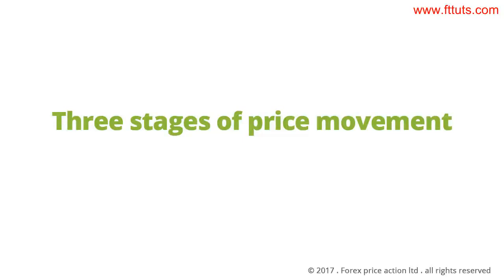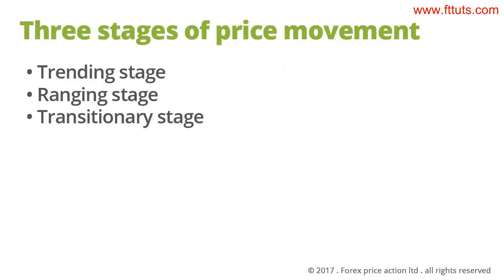In this video, I'm going to be showing you the three main stages of price movement. So what are the three main stages? Well, stage 1 is the trending stage. Stage 2 is the ranging stage. And stage 3 is the transitionary stage. These are the three main stages of price.